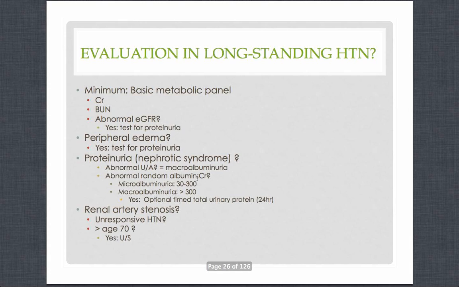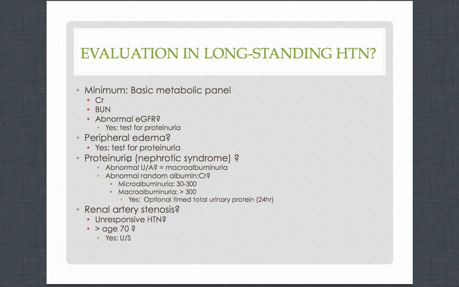So, clinically, someone who's really oriented around chronic kidney disease, a nephrologist, maybe even a particularly knowledgeable primary care provider, would do this typical evaluation for somebody with long-standing hypertension. It's a little beyond the scope of the course, but just for your information.